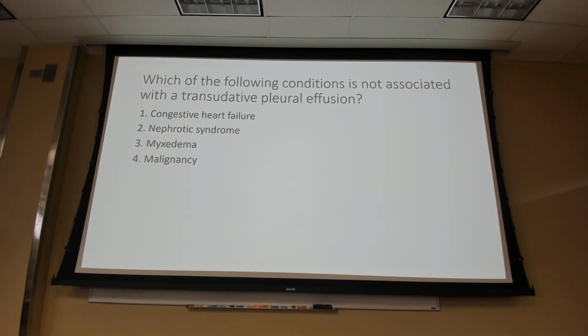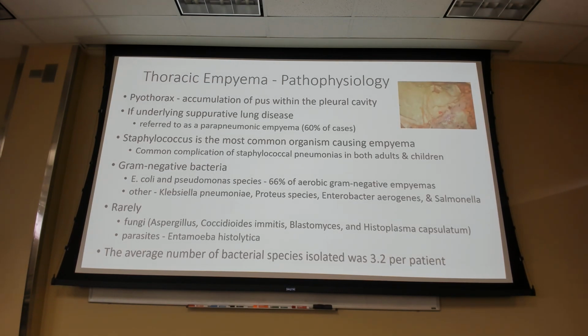All right. Which of the following conditions is not associated with a transudative pleural effusion? Malignancy. So yeah, the other conditions in there, obviously, CHF causes that increase in the hydrostatic pressure. Nephrotic syndrome can cause a decrease in the colloid pressure. And we have myxedema as well. But typically a transudate is going to have your total protein content less than 3 and your LDH less than 200.